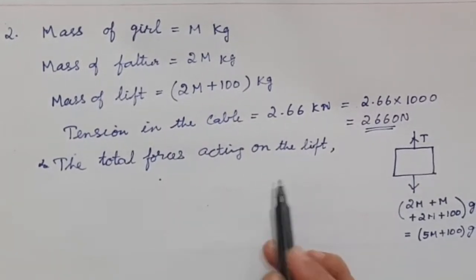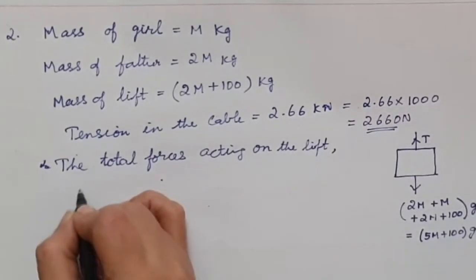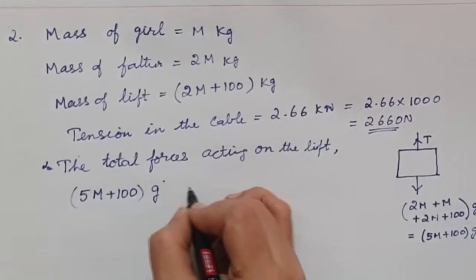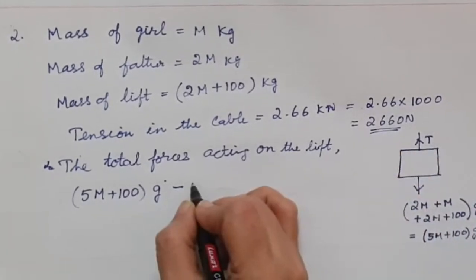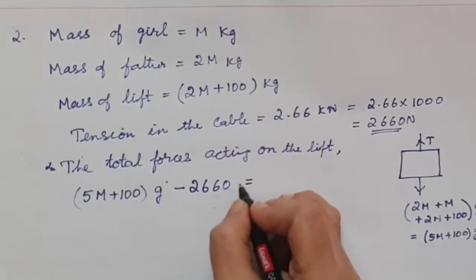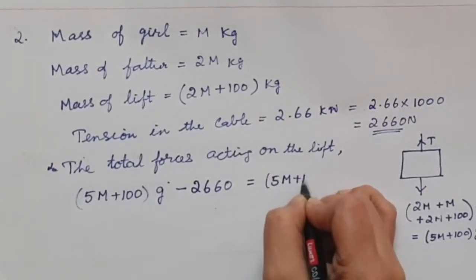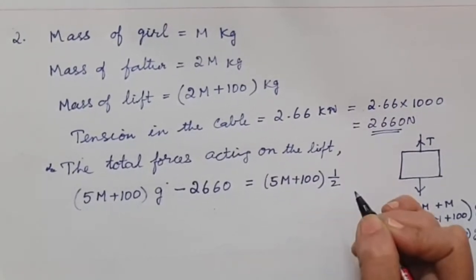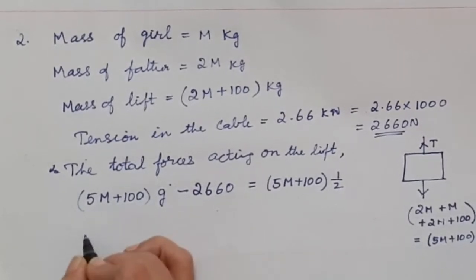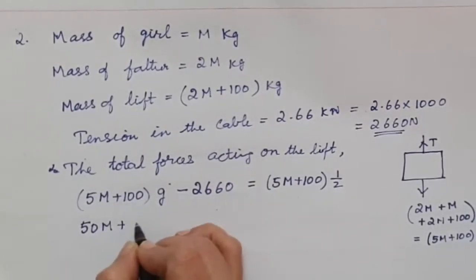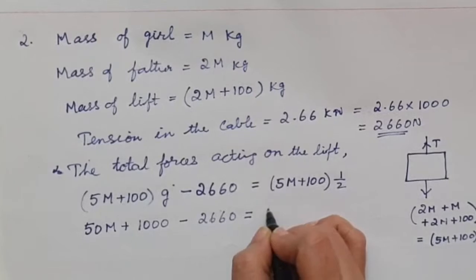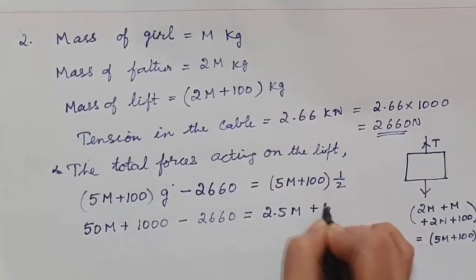The total forces acting on the lift, that is this weight, 5m plus 100 g, minus the tension we have found out, 2660, will be equal to ma, 5m plus 100, and the acceleration is half. So now this g is 10. So it will be 50m plus 1000 minus 2660 will be equal to 2.5m plus 50.